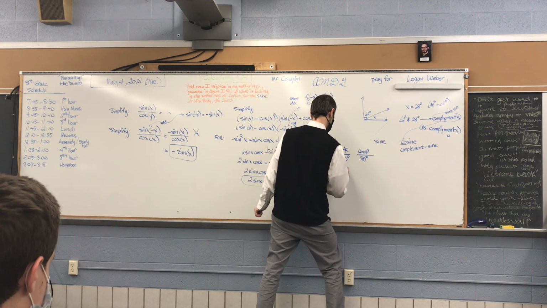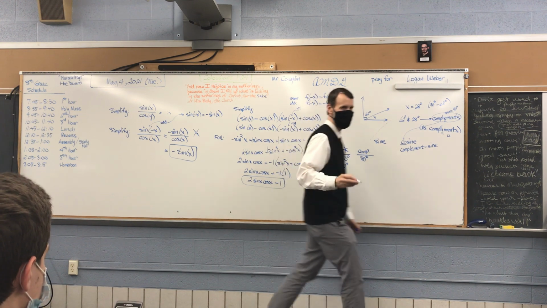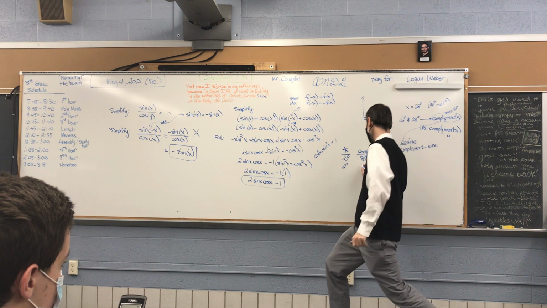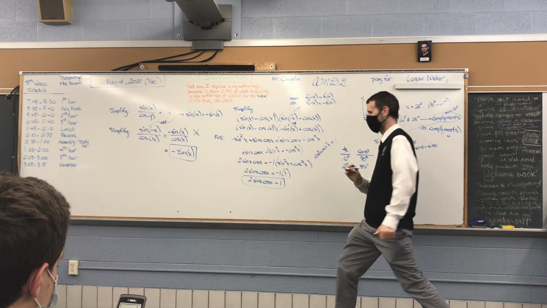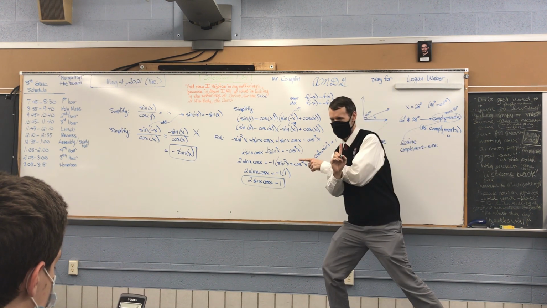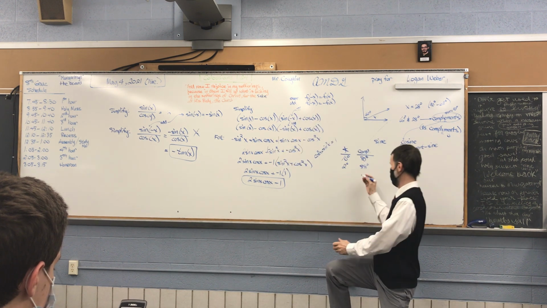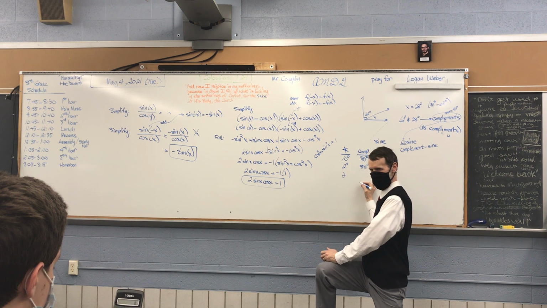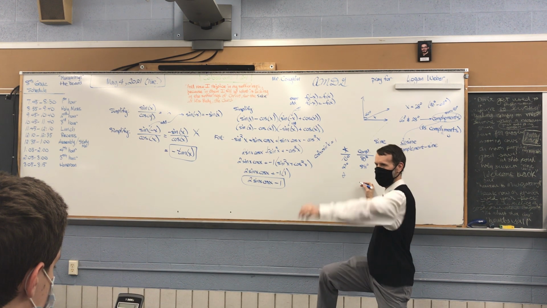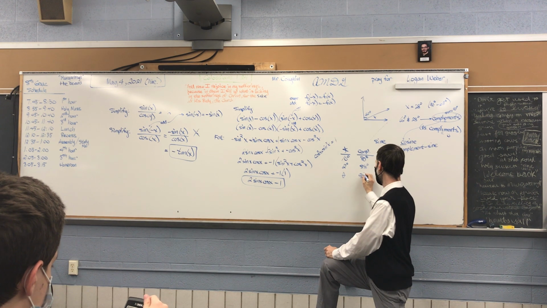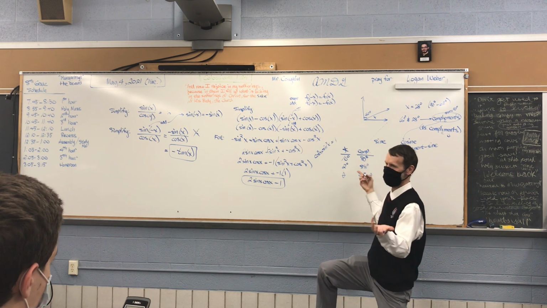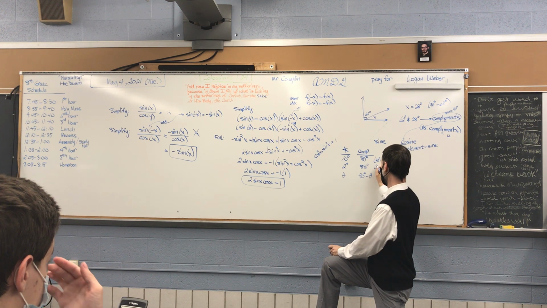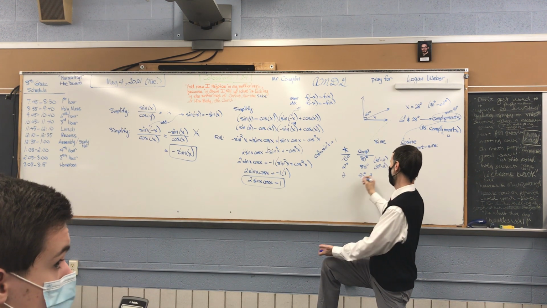What if I had 2 degrees? What's the complement of 2? 88. How do you get that so fast? 90 minus 2, right. What if I do this? Theta. What's the complement? 90 degrees minus theta. You see, it's the exact same trick. This is 90 degrees minus 10. This is 90 degrees minus 2. This is 90 degrees minus the thing.